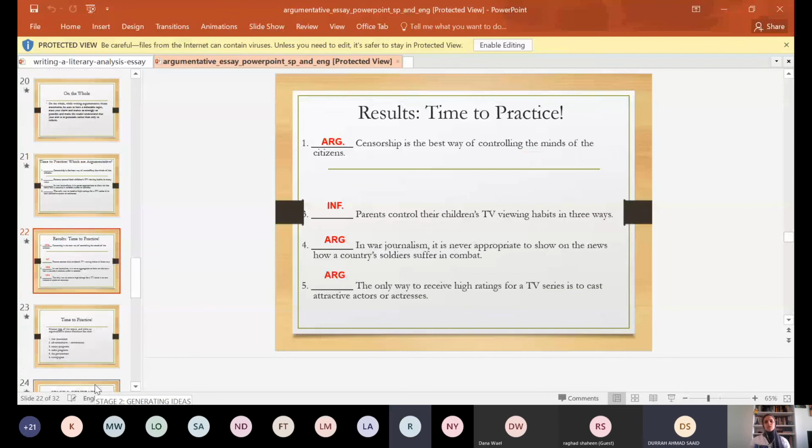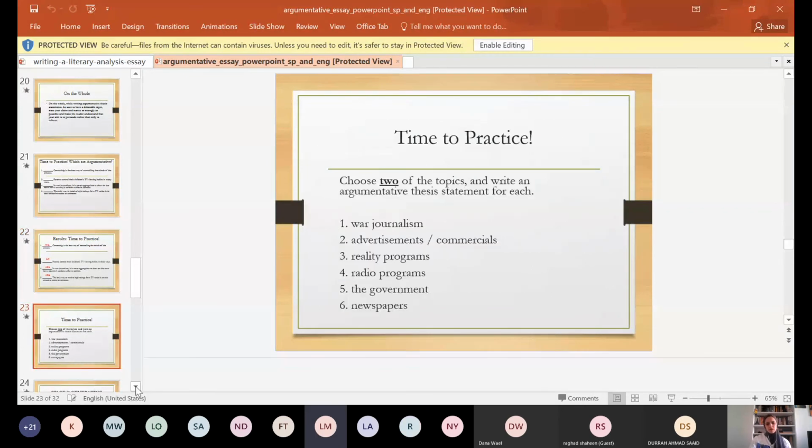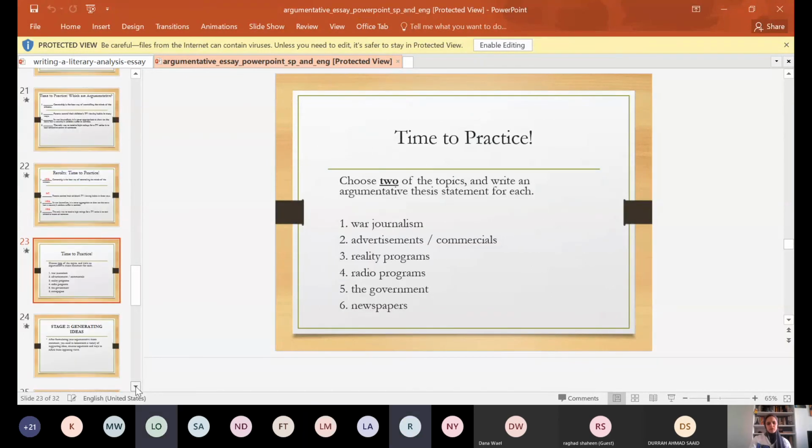Okay, so let's see. Number 1, censorship is the best way of controlling the minds of citizens. Yes, it's argumentative. Parents control their children's TV viewing habits: no, it's not argumentative, it's informative. In war journalism, it's argumentative. And the only way to receive high ratings is argumentative also. Thank you, girls. We move to time to practice. You can pick any idea of these.